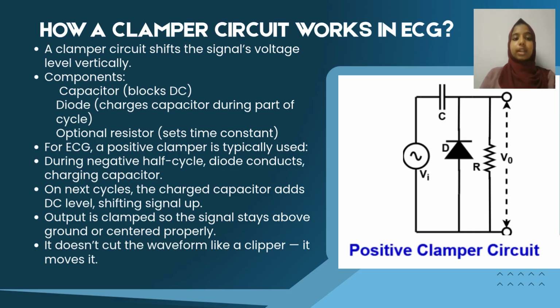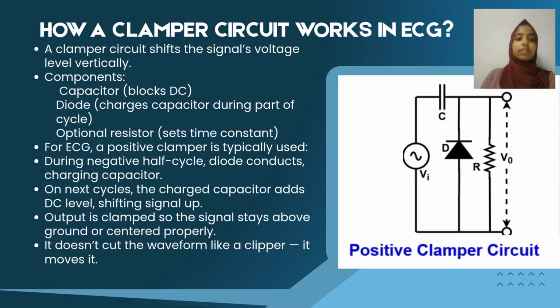Let's once again look at how a clamper circuit works. A clamper circuit consists of a diode and a capacitor, and sometimes a resistor, as was previously mentioned. It doesn't cut off parts of the signal like a clipper. Instead, it adds a DC level to the waveform, moving it up or down. In an ECG circuit, we usually use a positive clamper, similar to the EEG.